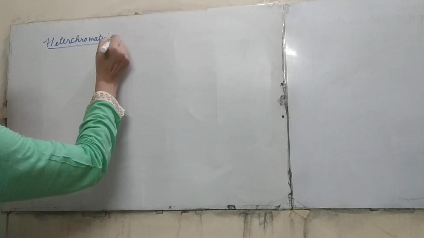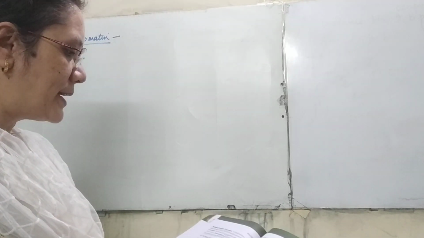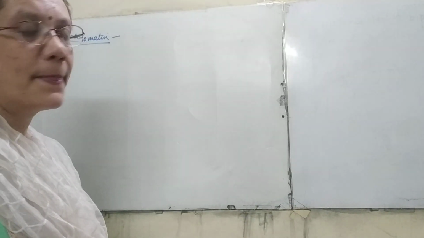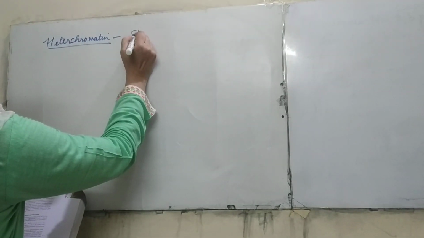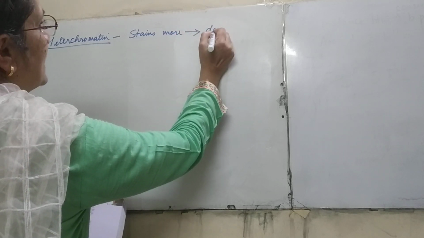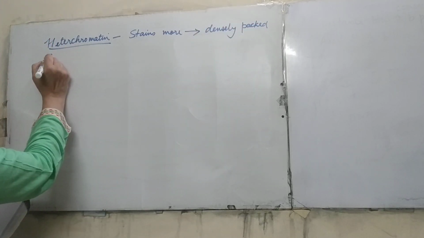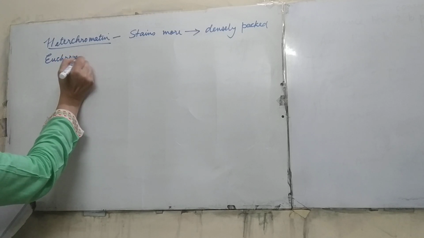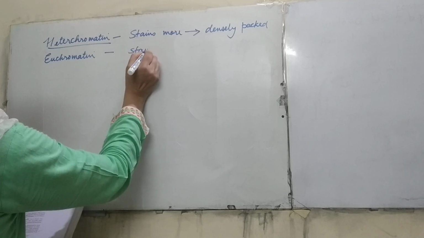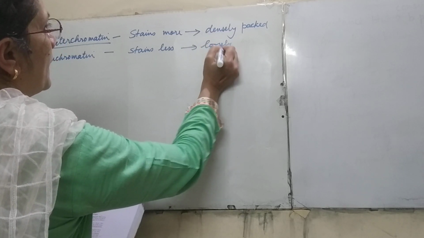Heterochromatin. So what happens here? The chromatin that is more densely packed and stains dark is known as heterochromatin. It stains more because it is densely packed. Whereas the other is euchromatin. It is the part of the chromosome which stains less. Why? Because it is loosely packed.